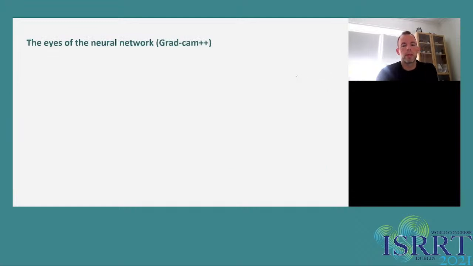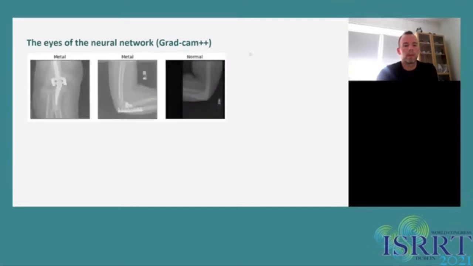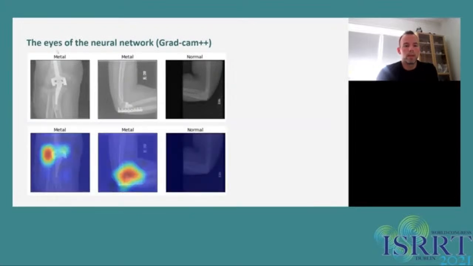We also used a heat map called Grad-CAM++. These are the eyes of the neural network. We have some sample images with metal and then one without metal. The heat map shows that the neural network looks at the metal on the first two images, and there's no heat map on the last image.